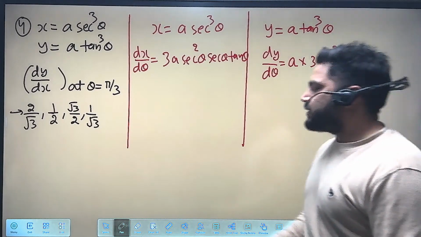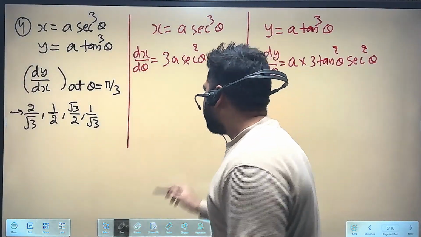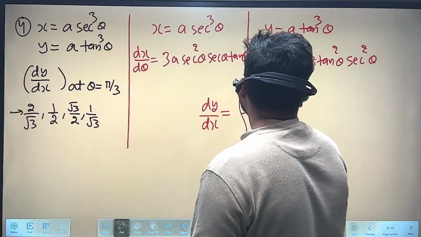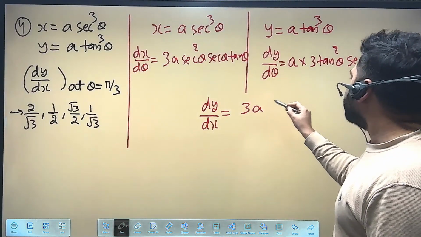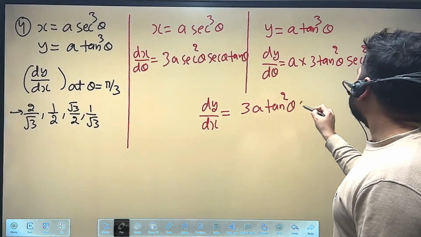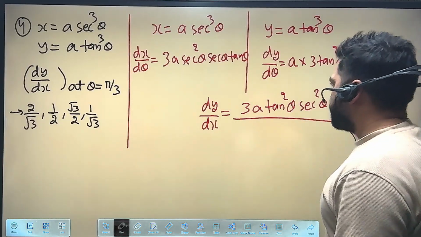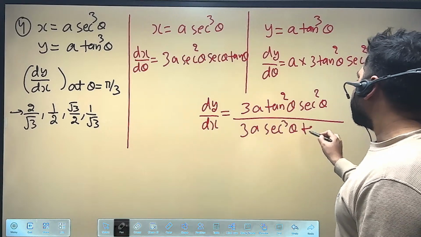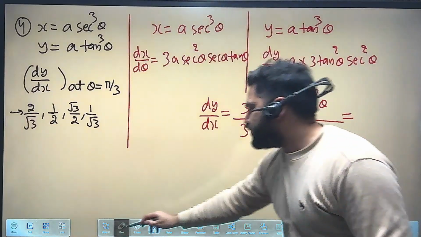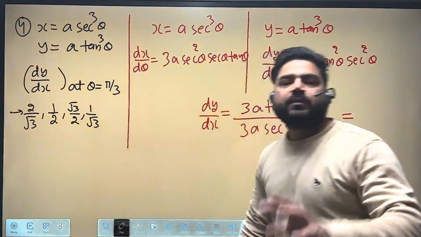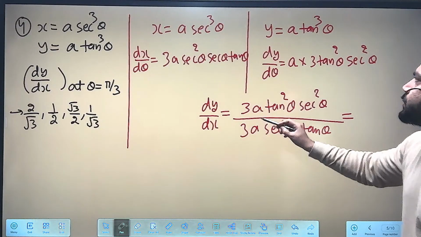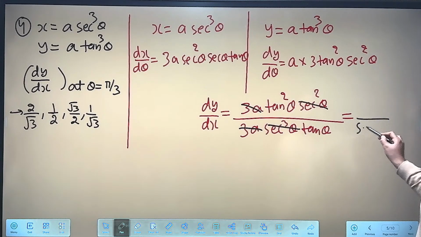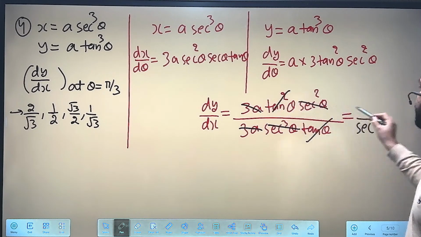Now we will find dy by dx. What is dy by dx? Just divide this y term by this x term. So 3a tan square theta secant square theta, divided by 3a secant cube theta tan theta. If you divide both and cancel the common terms in the numerator and denominator, 3a gets cancelled out, secant gets cancelled out so one secant is left in the denominator, and one tan is cancelled out so one tan is left in the numerator.